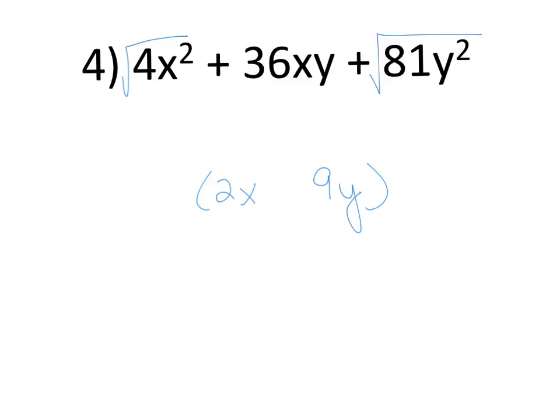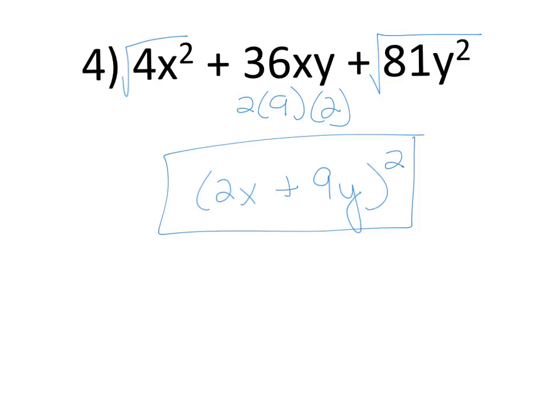You have to do that. So 2 times 9 times the 2, okay? So 2 times 9 is 18, times 2 is 36. Yes, it works. Awesome. So I'm going to drop my sign of a plus in, and I'm going to square it. And that's going to be my answer.